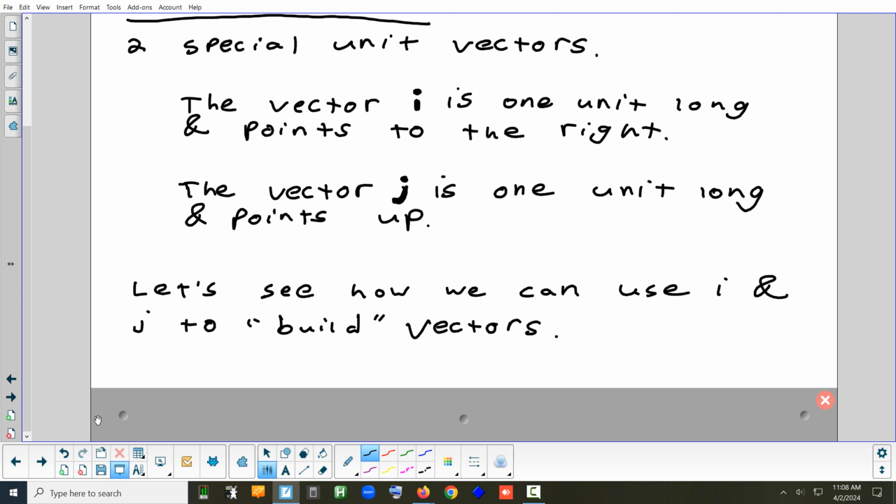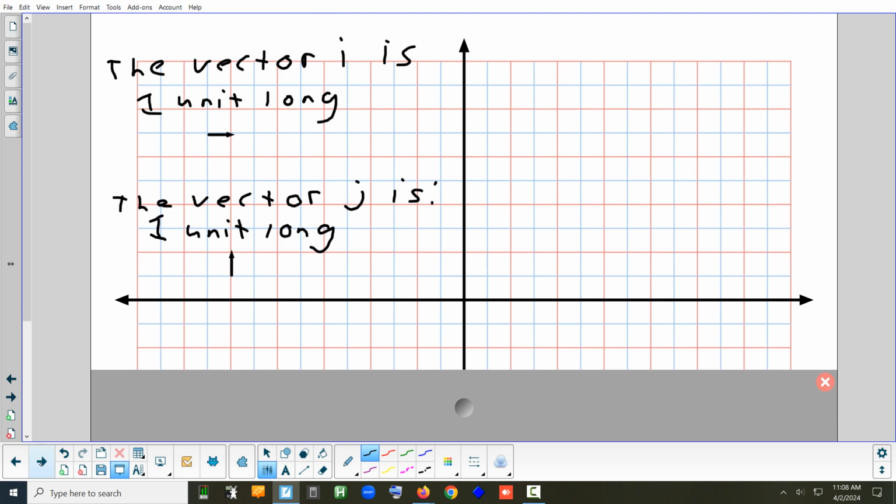And what we're basically going to do is take i's and j's and stack them together to build a vector. Think of i and j as our basic building blocks. We can stack as many of them as we need to build whatever kind of vector we want. And if we want to sketch something longer than i, well, we can stack multiple i's together and multiple j's. Let me show you how it works.